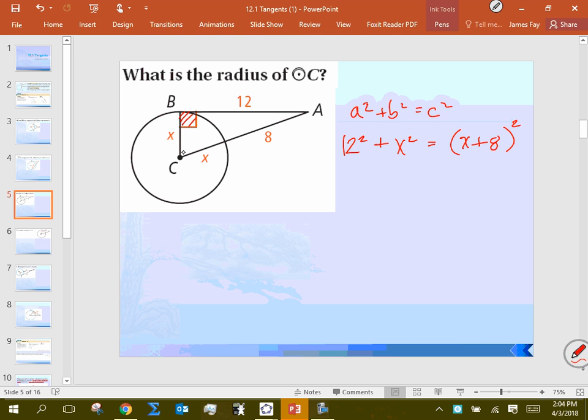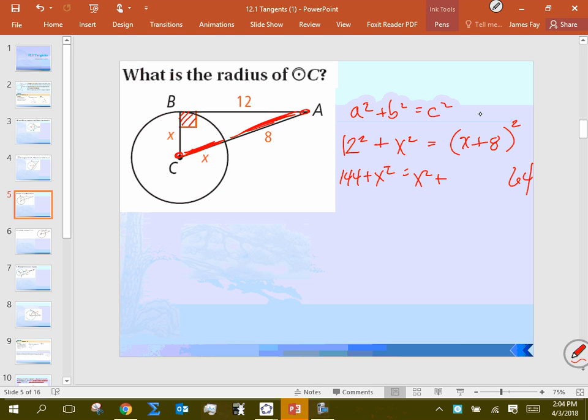The number one error I see there is that people put 8x. Remember, it's addition to go from there to there. I've walked x units, and then I've walked 8 more on top of that, right? So x plus 8. This becomes 144 plus x squared. What's the right-hand side become? And that's the number one error I see.